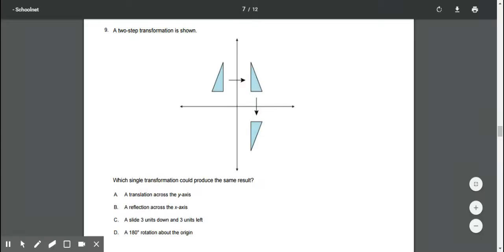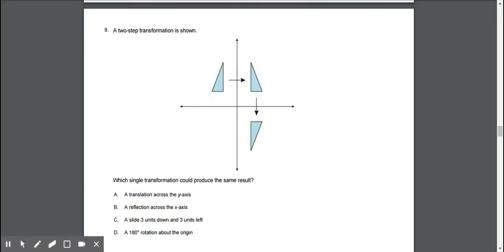Question 9. A two-step transformation is shown. Which single transformation could produce the same result? A. A translation across the y-axis. B. A reflection across the x-axis. C. A slide 3 units down and 3 units left. D. A 180-degree rotation about the origin.